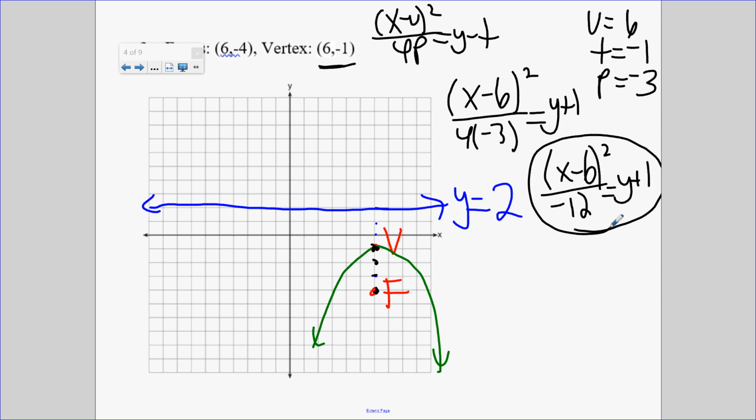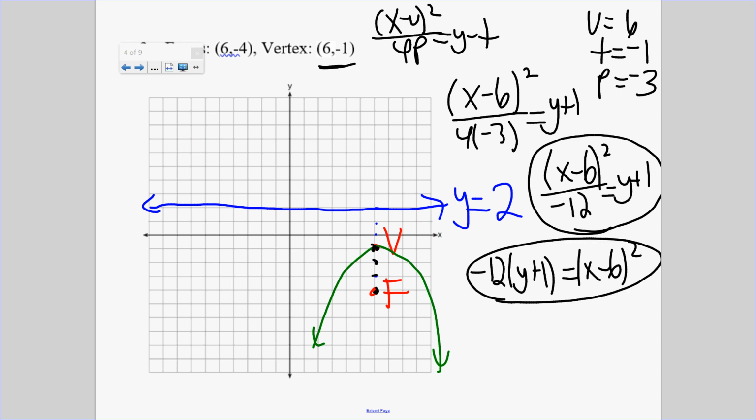Now, equivalent forms. I might have to cross multiply. If I cross multiply, I get negative 12 times y plus 1 equals x minus 6 squared. Or isolate y. To get y by itself, I would have to subtract 1. So I would get y equals (x minus 6) squared over negative 12, minus 1.